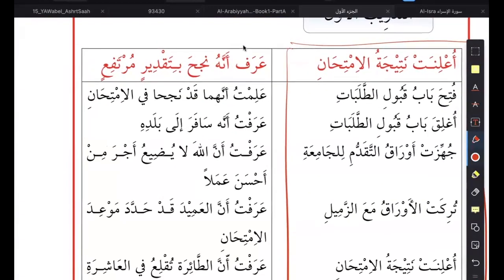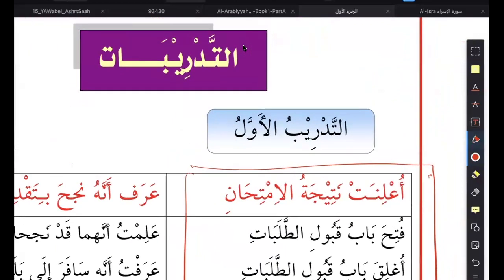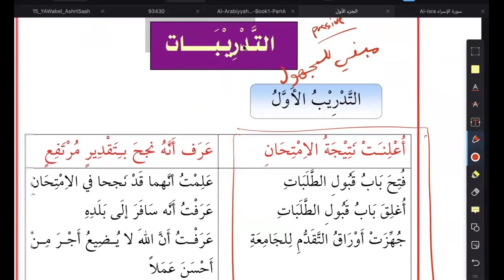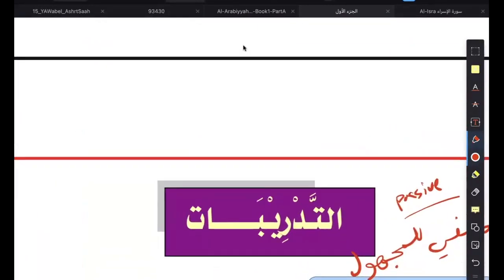And here, all of them are active, the normal verbs. Okay, so in Arabic, we call it mabni lil majhul. Basically, it means passive verb. So let me give you an example before I explain.